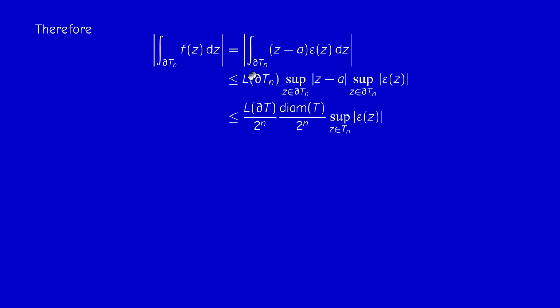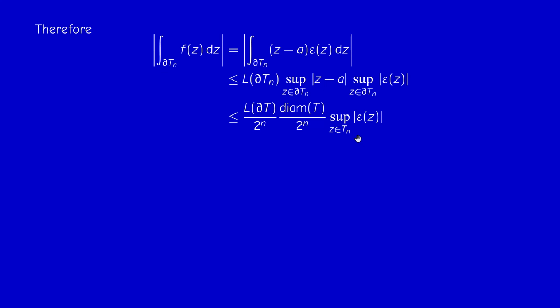And the perimeter, this is just the perimeter of the loop, the triangle loop, it's divided by 2 at each step. So we get the length of the boundary of the original triangle, the perimeter, if you like, over 2^n, times the diameter over 2^n, times the supremum of this quantity that tends to 0 over Tn.